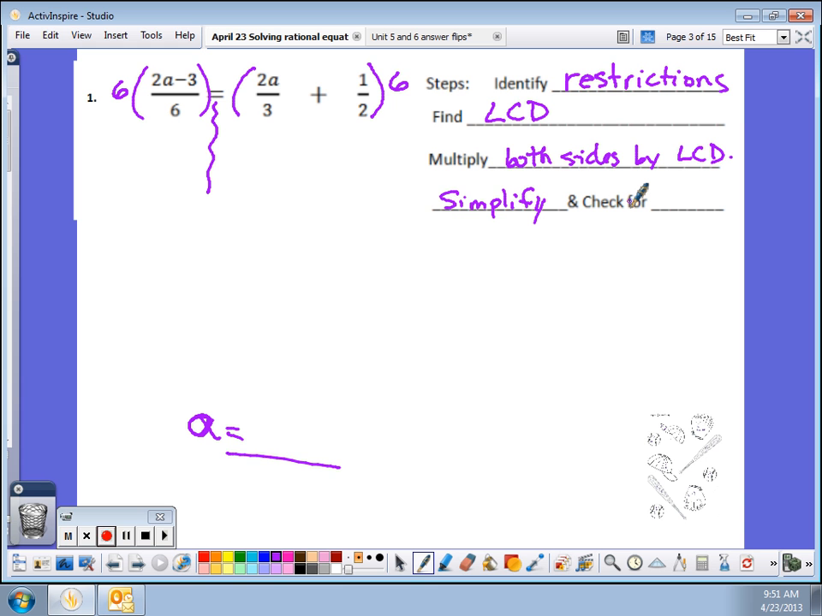And what do you think we're checking for? Any guesses? What are we checking for? For what? Alright, we're going to talk about what we need to check for later.